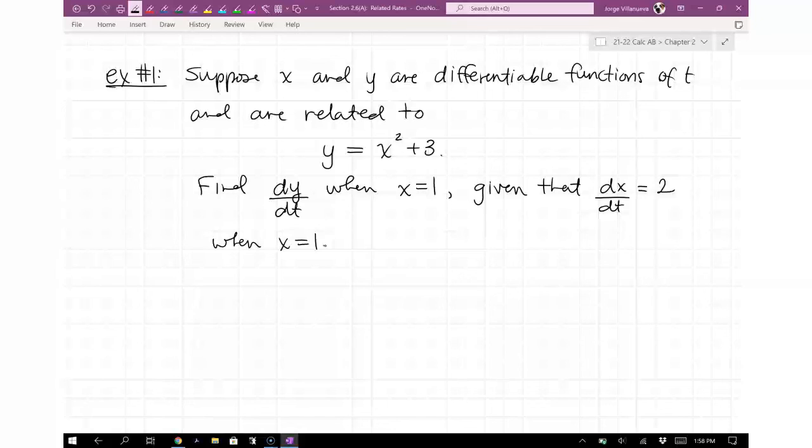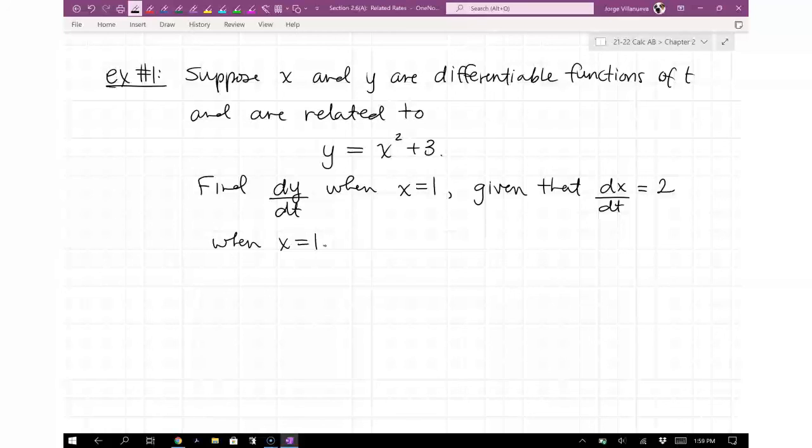But if you're going to find dy dt, you're going to take a derivative of everything. There happens to be another variable there, an x. When you take the derivative of x squared, you're going to get 2x dx dt. What is dx dt? Well, that's the rate at which x is changing with respect to time. Okay, but what is its value? They're giving it to us. It's changing at a rate of 2. They didn't give us any units, just 2. When x equals 1, the rate of change dx dt is 2.